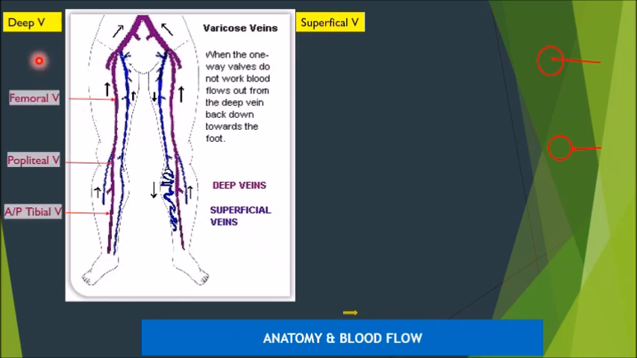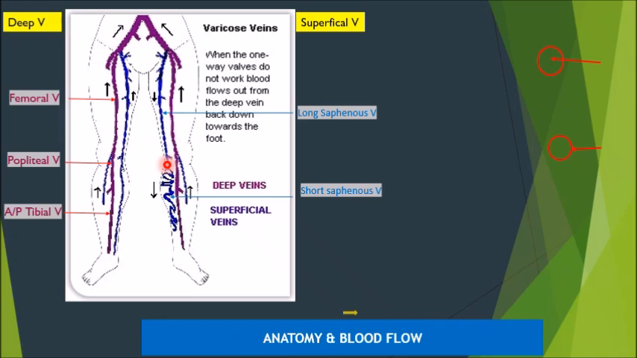The deep system consists of the femoral vein higher up in the thigh, the popliteal vein around the knee, and the tibial veins below the knee, the anterior and posterior tibial veins. Whereas the superficial veins consist of two sets, the long saphenous and the short saphenous veins. The long saphenous runs throughout the leg from the foot right until the femoral junction here, and the short saphenous vein runs from the foot right until the popliteal vein at the back of the knee joint.